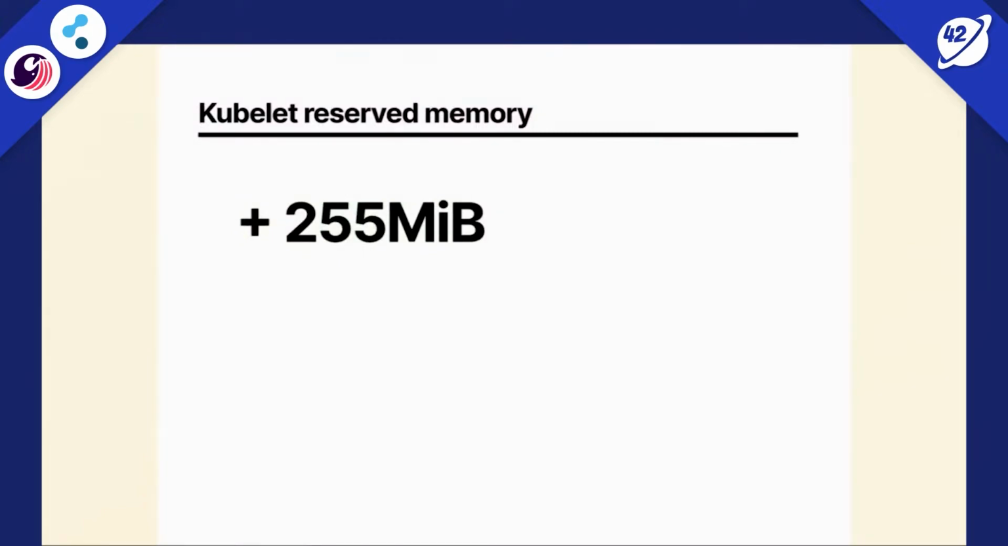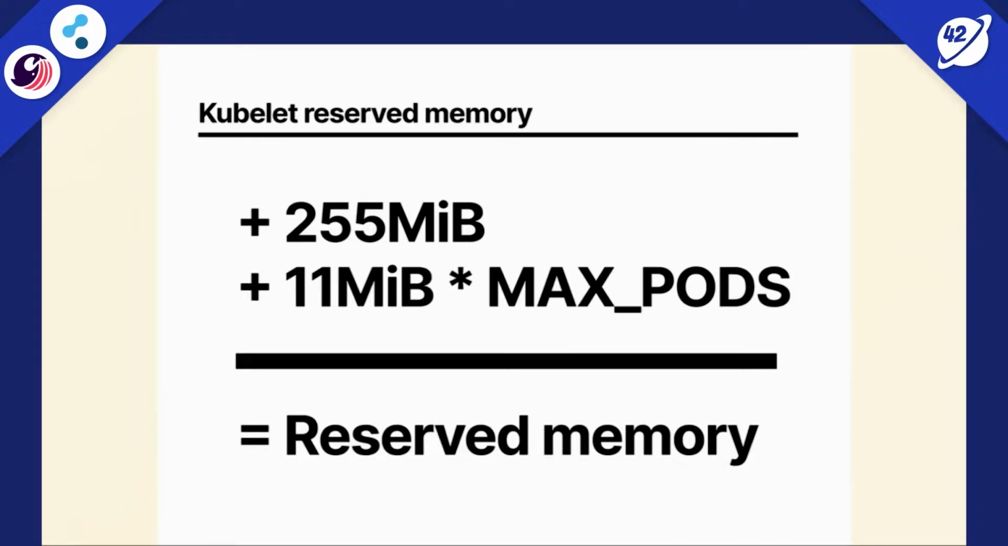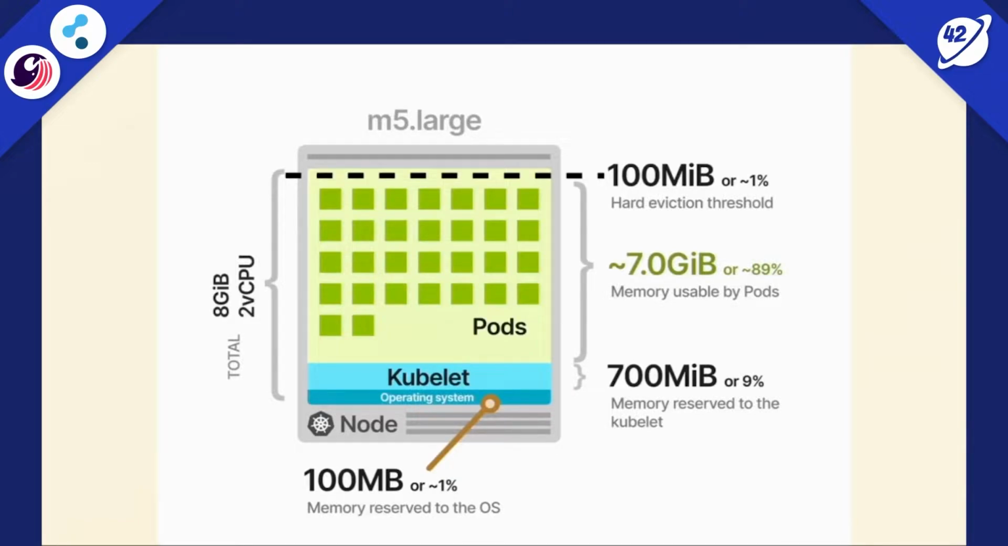Your cloud vendor will usually choose these numbers for you. For example, say AWS typically reserves 255 meg of memory for the kubelet, plus 11 meg for each pod that you can deploy on that instance. So this is the reserved memory for the kubelet. The CPU reserved is usually around 0.3 to 0.4 of a CPU. For the operating system, they reserve 100 meg of memory and 0.1 CPU, for the eviction threshold, another 100 meg. So in AWS, if you select an M5 large, here's a visual recap of how the resources are subdivided. With this particular instance, you can deploy 27 pods.